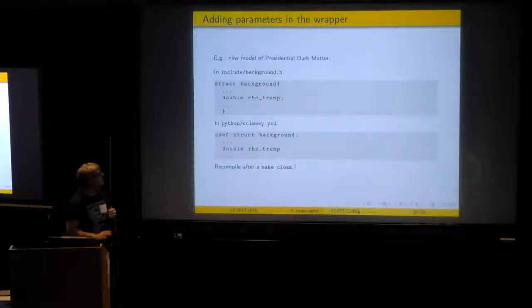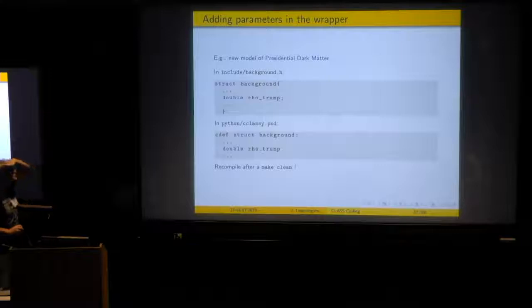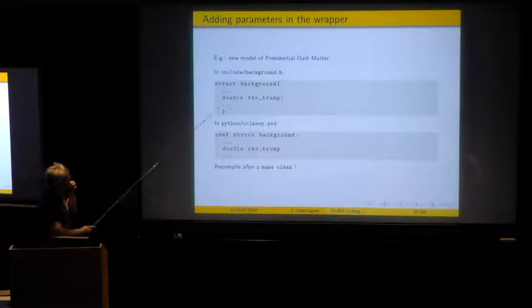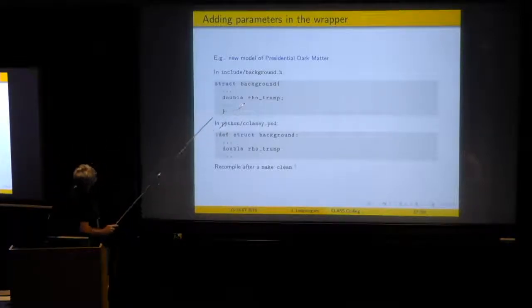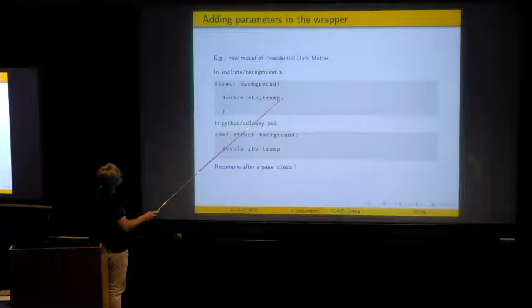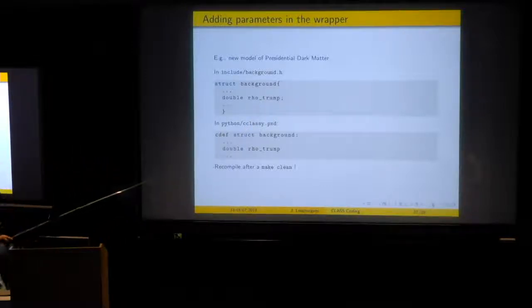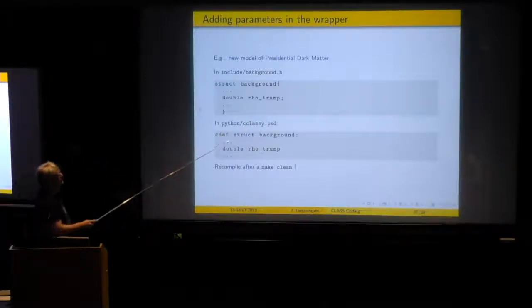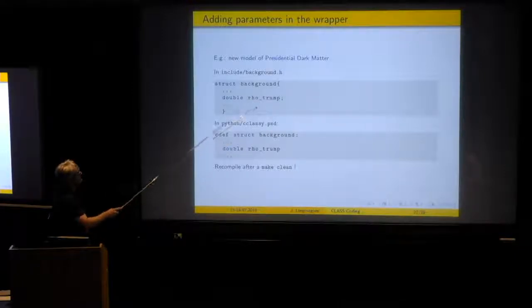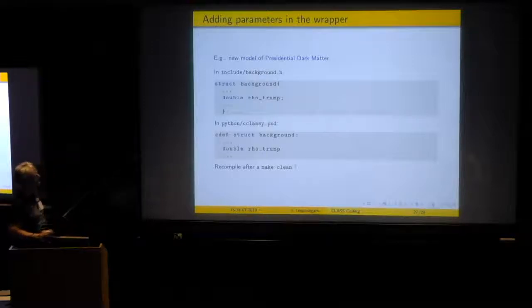Okay, so let's assume you want to add a new species that we will call presidential dark matter. And you need to find an acronym. So here it's Trump. And in include background.h, it means that in the C code, in your structure background, you have a new variable, double rho_trump. It means that in cclassc.pxd, you need to declare a new variable with the same name. And then it will be accessible to the wrapper.